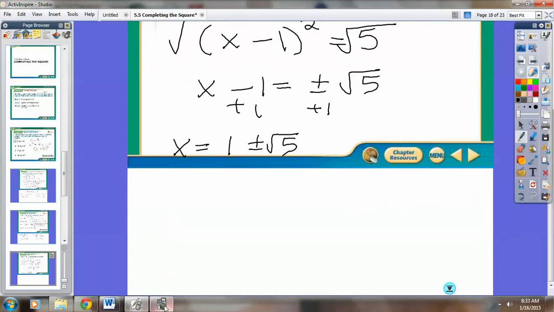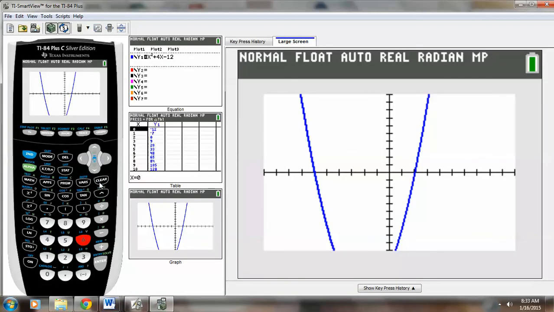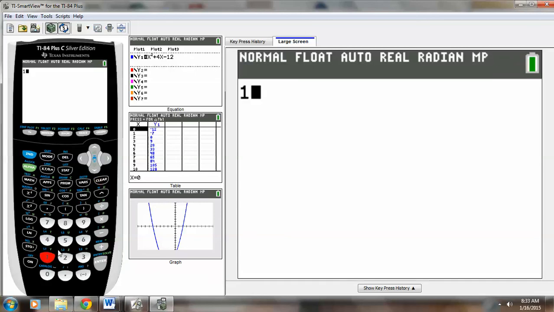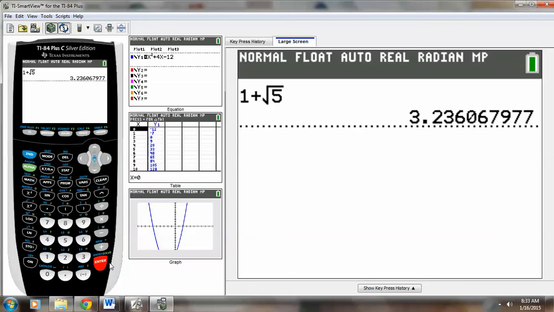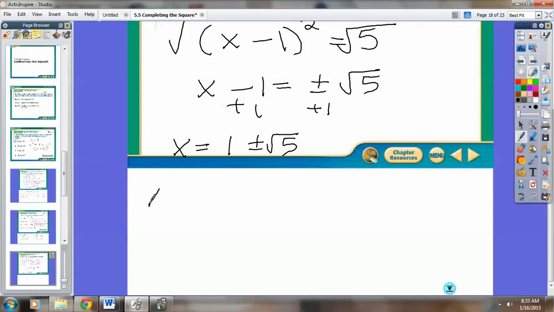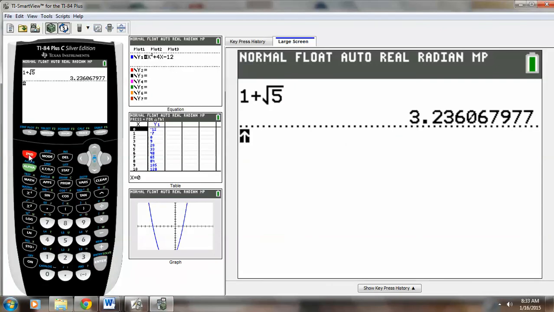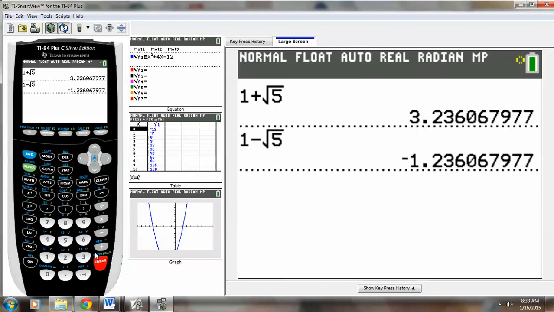Okay. In your calculator, I would type in 1 plus the square root of 5. So approximately 3.24. And if I hit second enter to bring down that expression again, 1 minus the square root of 5, negative 1.24.